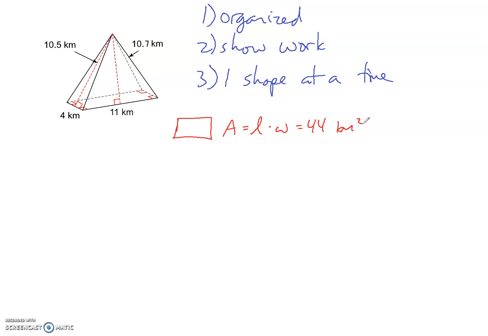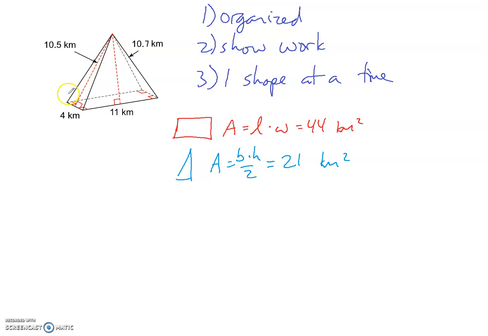Okay, so now we can look at the triangles. I'm going to start with the triangle that's on the side, this side triangle right here. And I'm going to find the area of that guy. So the area for that would be base times height divided by 2. I've got the base, that's 4. I've got the height at 10.5. So I can multiply those two together and just divide it by 2. And that will give me an area for the triangle of 21 kilometers squared.